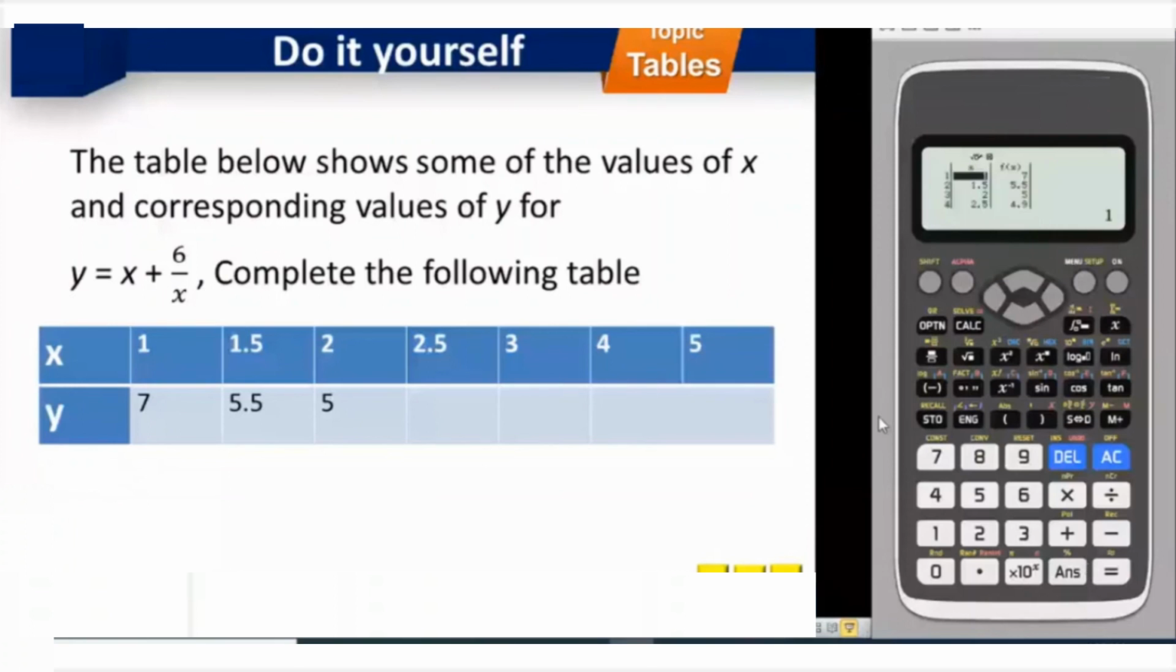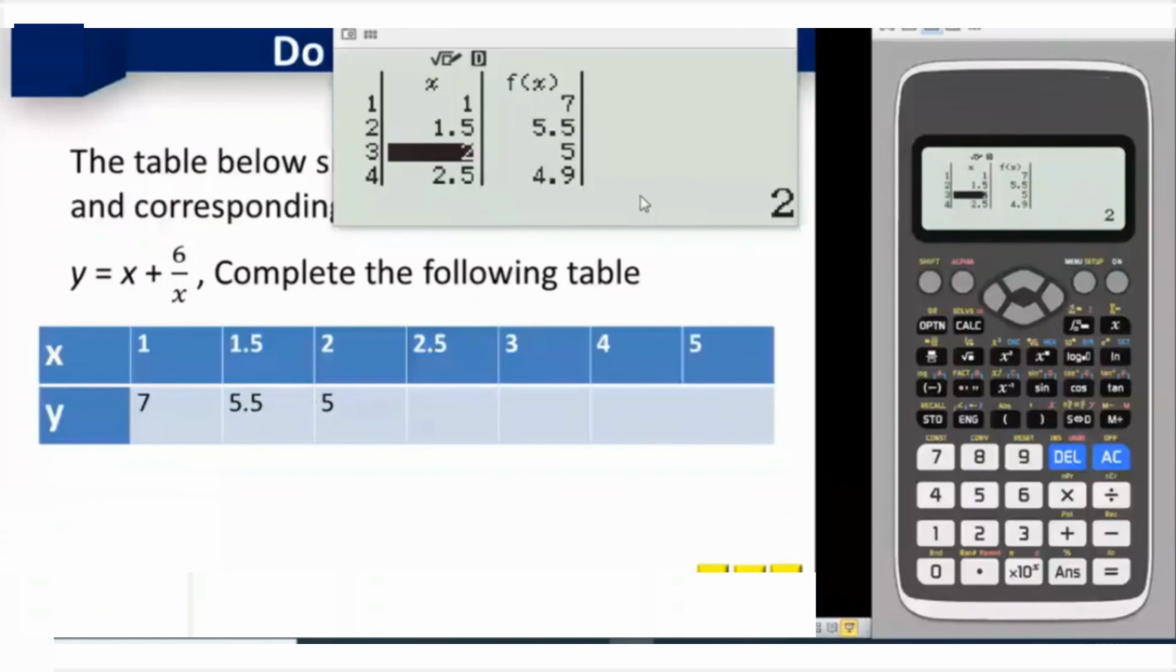When I do so, I will get the relevant values. 1 is 7, 1.5 is 5.5, 2 is 5. I hope everyone is able to observe. 2 is 5, 2.5 is 4.9, 3 is 5. I don't need 3.5. I need 4, which is 5.5. I don't need 4.5. I need 5, which is 6.2. I hope I am clear to all of you.